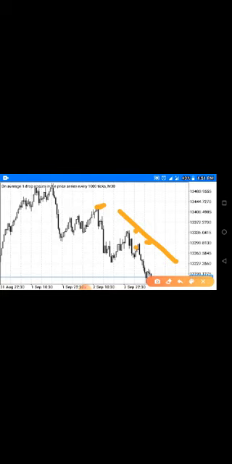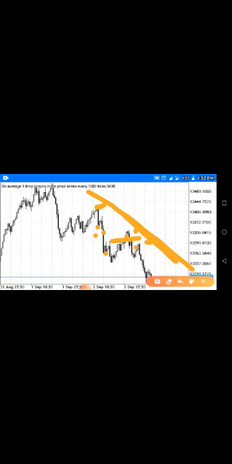This high here is lower than this one, and also this low here is lower than this low here, and is lower than this one too. So this is how you determine a downtrend. When the market is facing downward like this, we are in a downtrend. So that is one of the phases in the market.